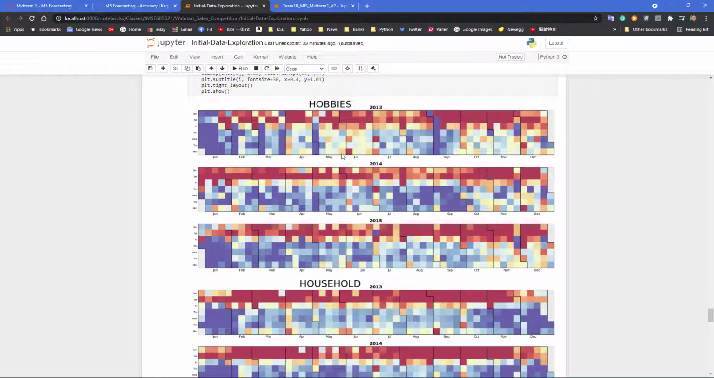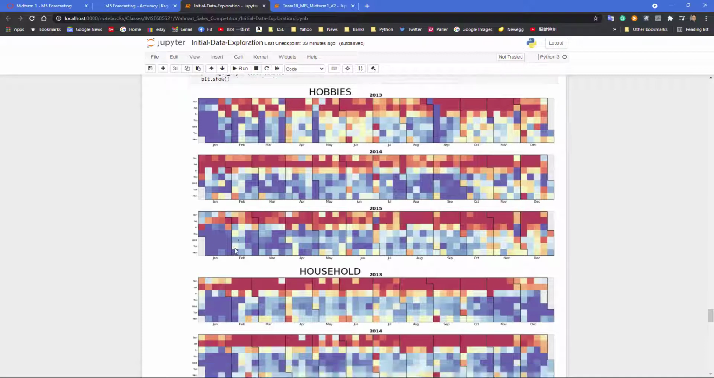And these are the heat maps for calendars, years, and you can see that the weekend always has higher sales than the weekdays.